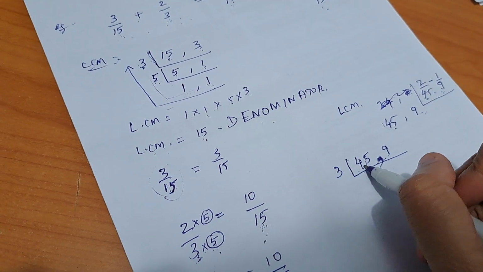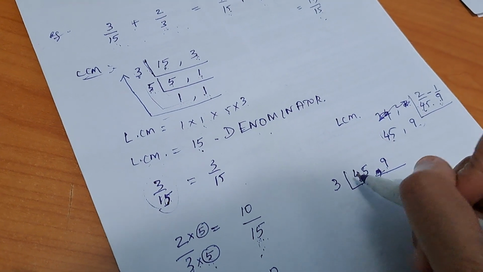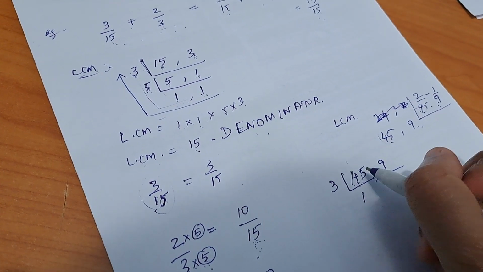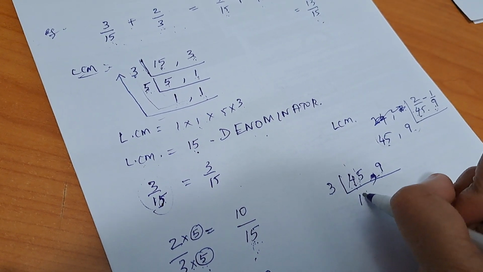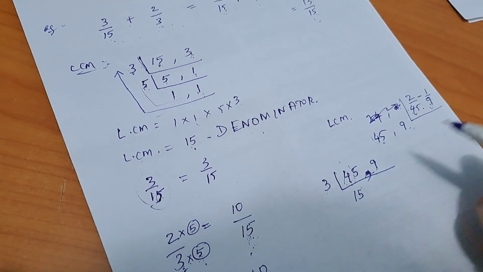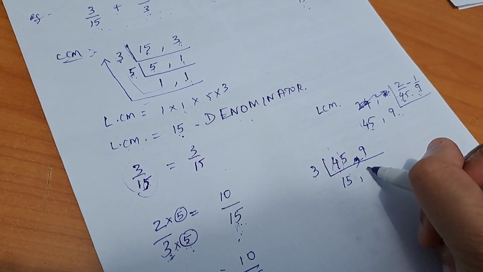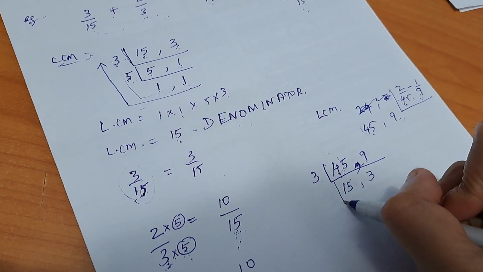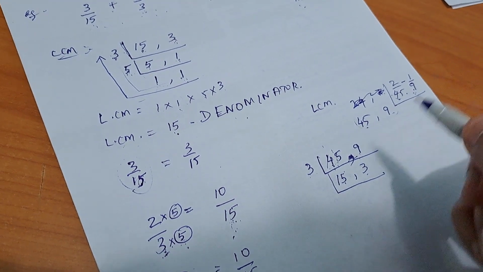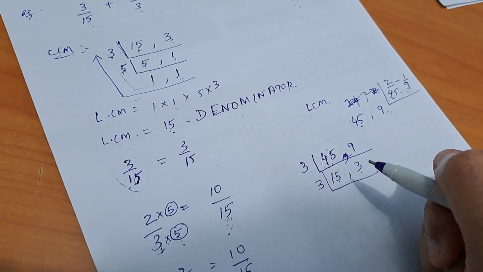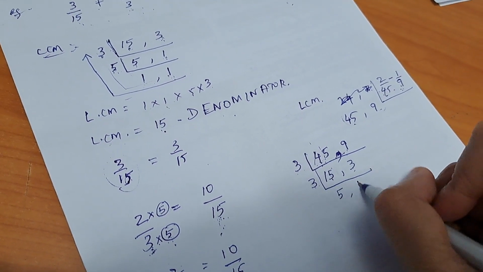So 45 divided by 3: 3 ones are 3, and 15 divided by 3 is 5, so 15 times 3 is 45. Otherwise check it in long division. 9 divided by 3 is 3. Is 15 or 3 appearing in the 3 table? Yes, so again I choose 3. 15 divided by 3 is 5, and 3 divided by 3 is 1.